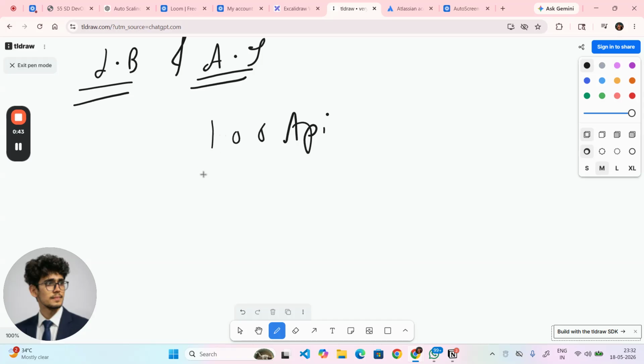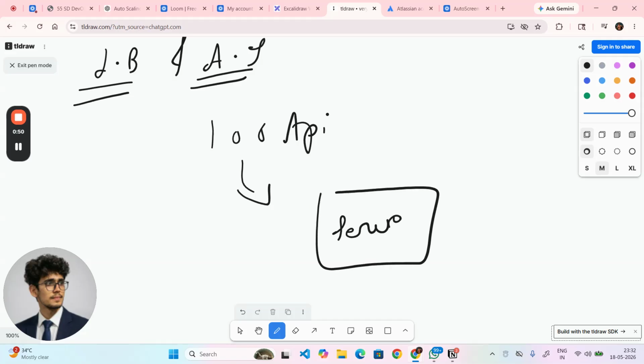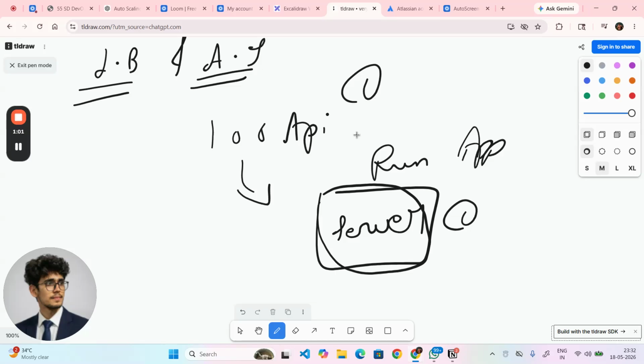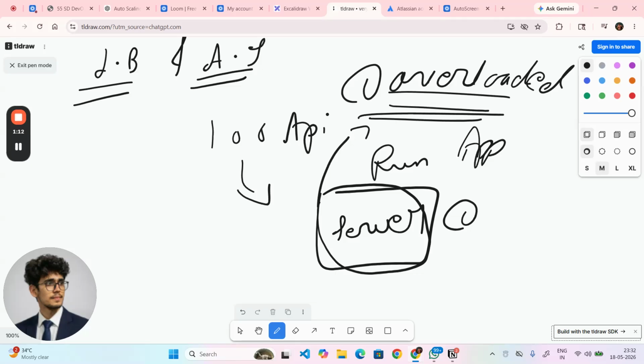In these 100 applications, what is happening? I want to run all the 100 applications in one server. Server, you know, right? Where we can run the application. Okay, guys. So what is happening here? I want to run all the 100 applications on one server. So what problems are going to be created by the server? The first problem is overload. Okay.